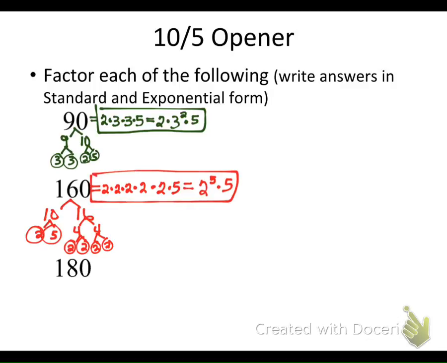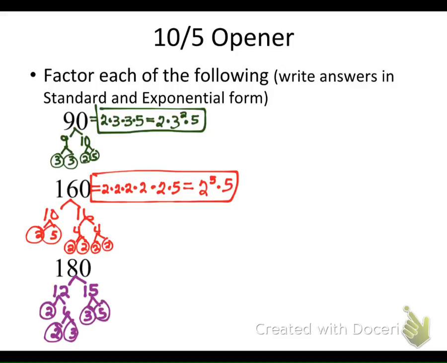Let's look at the last. Rihanna, what are the factors for 180? 15 and 12. Good. 12 and 15. Rihanna, for 12: 2 and 6. For 6: 3 and 2. And for 15: 3 and 5. So I went ahead and I circled all my prime numbers.